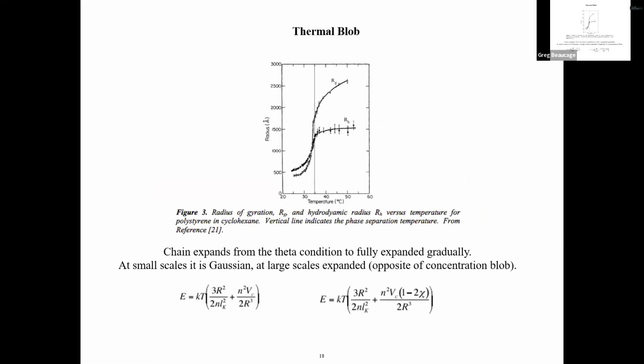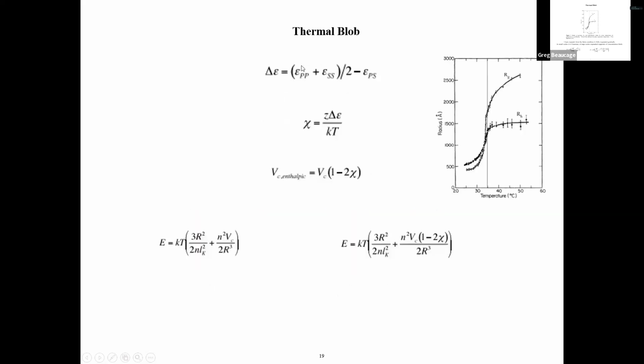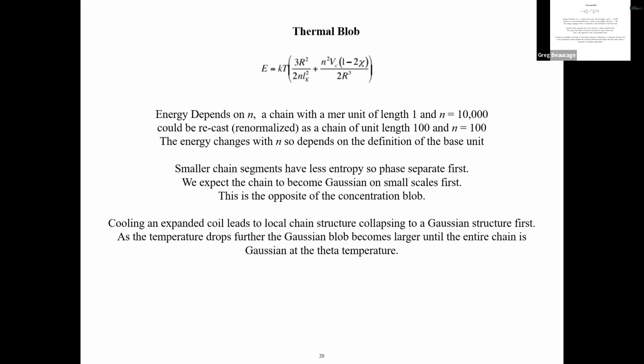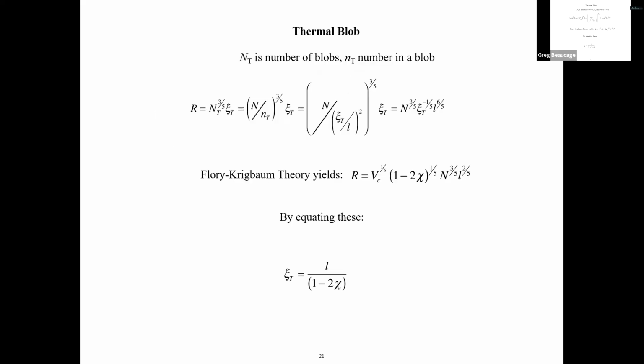The idea is to predict this. The Flory-Krigbaum can predict that gradual change to the theta state, but there's no cartoon of what actually happens in the chain. It can give you the size of the chain, but it doesn't say what happened to it. So anyway, you have the size of the chain. At large scales, it's an expanded coil and it's collapsing locally, right?